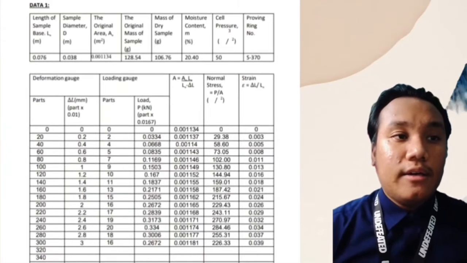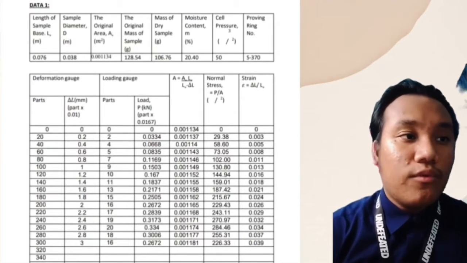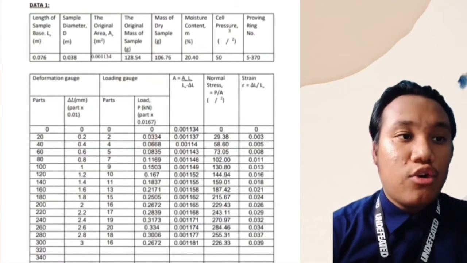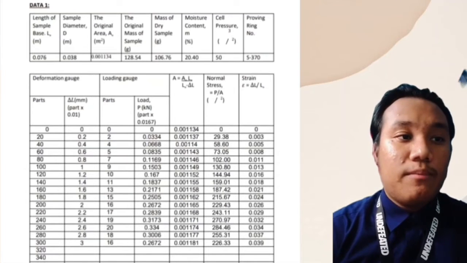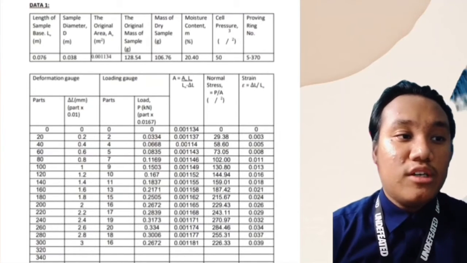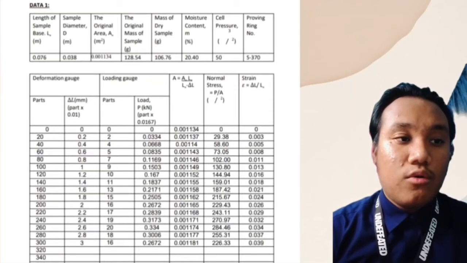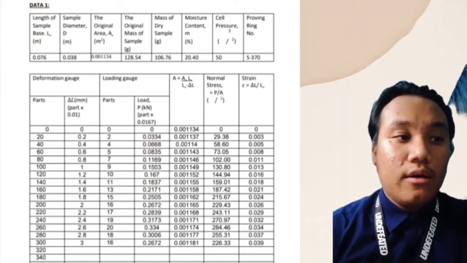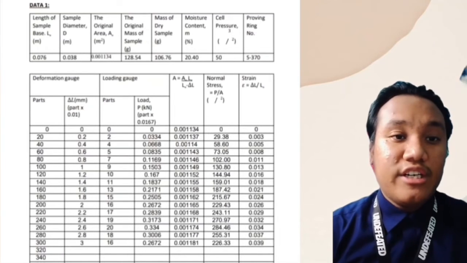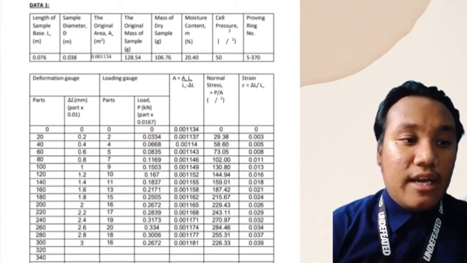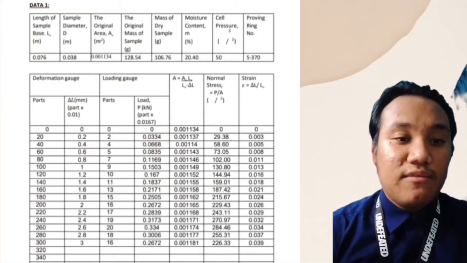So to find the data in this table, you first go to the part here where you take 20 times 0.01 equals 0.2 and repeat until you get all the data here. Then for the load gauge, you take the part here, load times proving ring constant is the formula, so 2 times 0.0167, you will get 0.0334. Then we need to find A, that is the original area times length divided by length minus the deformation. Then repeat that until you get all the answers for it.